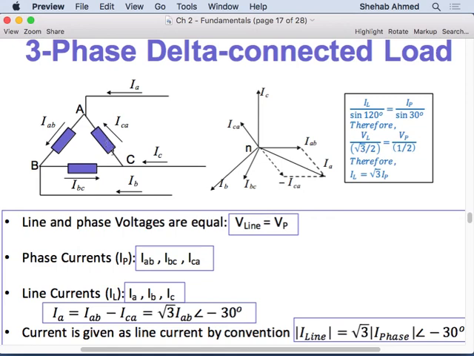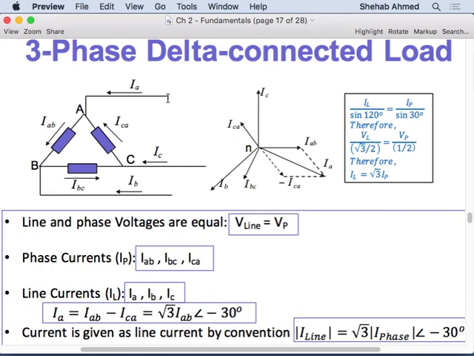Phase currents are what's flowing in the phases, of course, and the line currents are what's coming into the line through my line and distributed among the phases. So there is a relationship between the phase currents and line currents, and it's sort of opposite of what we had in the previous case. Here I have ICA, IAB, and IBC as my phase currents, right? This is my phase current IAB, phase current IBC, phase current ICA.